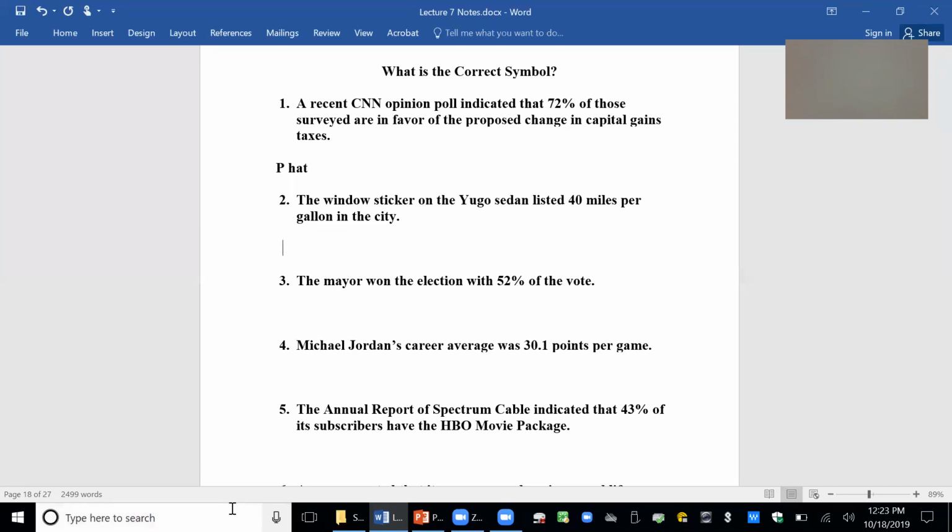The window sticker on the Yugo sedan listed 40 miles per gallon in the city. Must be 30, 40 years ago now. There was the automaker from Yugoslavia that tried to enter the U.S. market with the Yugo. It was basically a riding lawnmower. But it wasn't very powerful. But that's all I can afford on my salary. So I'm looking at a used Yugo right now, and I saw that the sticker listed 70 miles per gallon in the city. Ooh, good gas mileage.